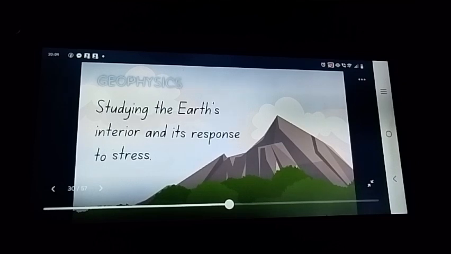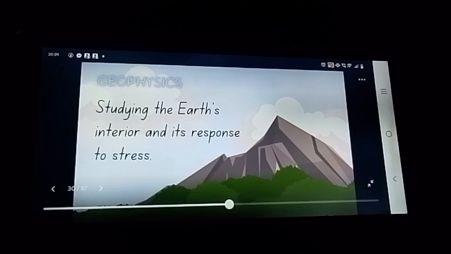And lastly, geophysics, studying the Earth's interior and its response to stress. Imagine trying to understand the inside of a giant, mysterious ball without being able to cut it open. That's the challenge geologists face when studying the Earth's interior. We can't simply drill down to the core, so we rely on indirect methods to peek inside. Here's how we learn about the Earth's interior.